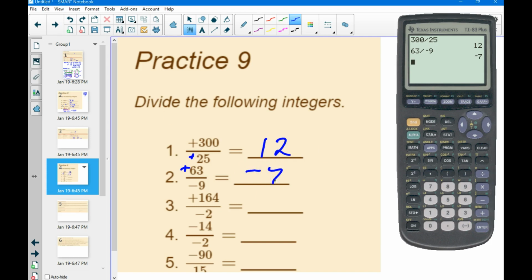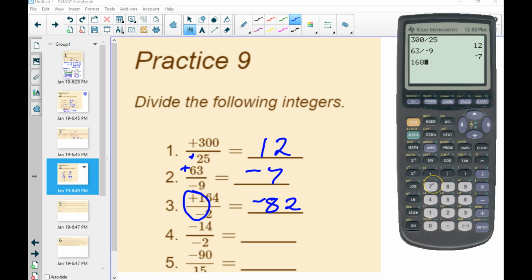Next one we have, it gives us the signs. We have plus 164 divided by negative 2. So we know the signs are different. By different I mean plus and minus. So 164 divided by negative 2, we're going to have a negative number. And it's going to be 82. And in your calculator you can just go 164, divided by, my bad, negative 2. And that gives us negative 82.